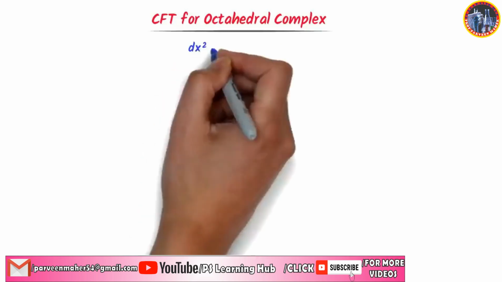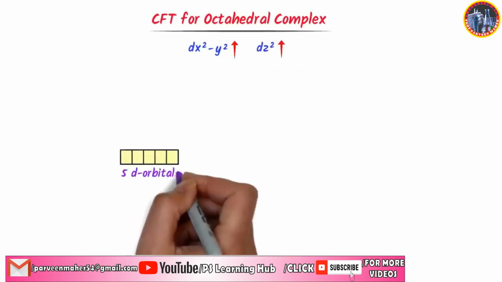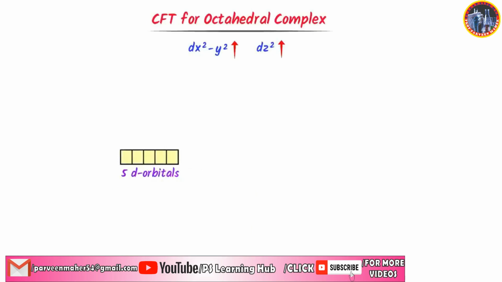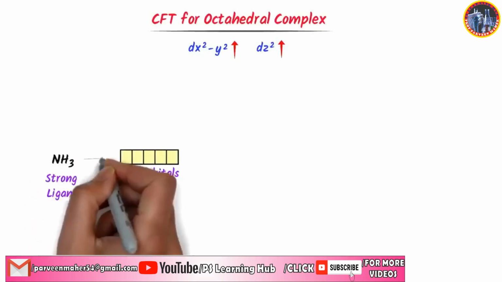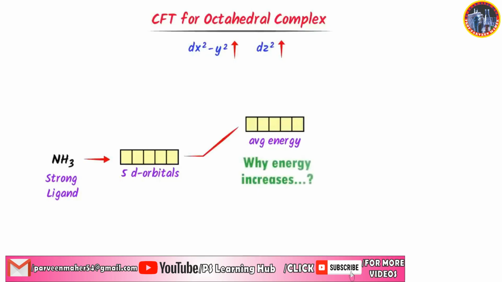We already learned that in case of octahedral complex, energy of dx squared minus y squared and dz squared increases. Consider 5 degenerate orbitals of a metal atom. Let a strong ligand like NH3 approach near this metal atom. The average energy of these 5d orbitals increases. Here, a lot of students do not understand why energy of these 5d orbitals increases.